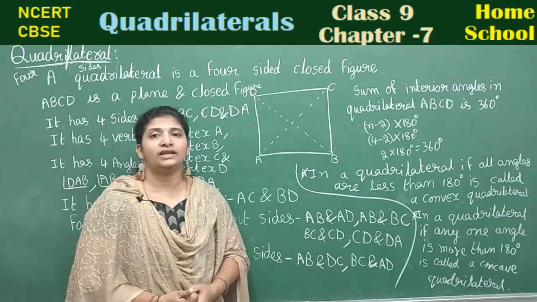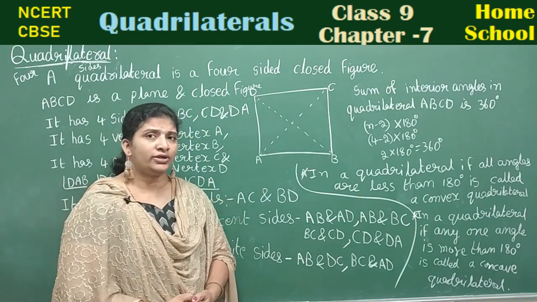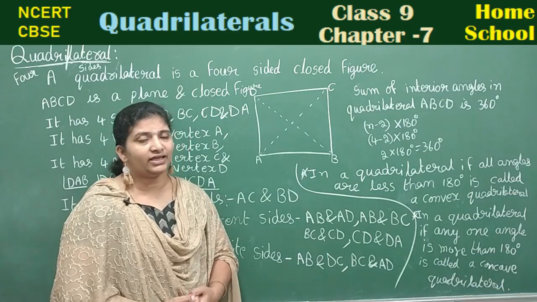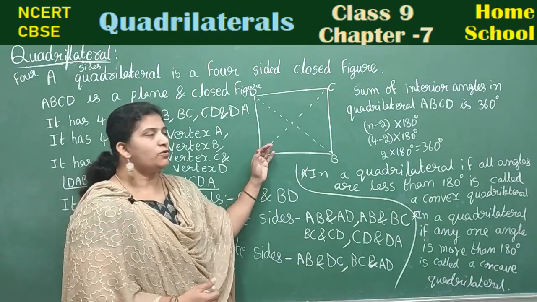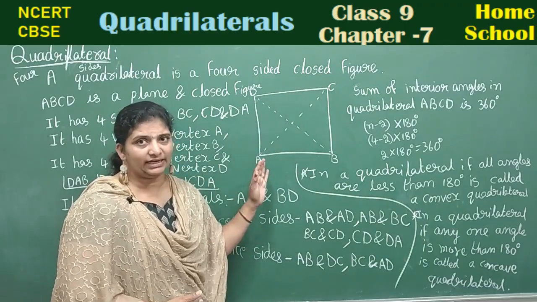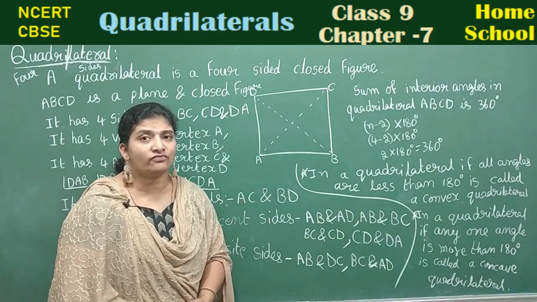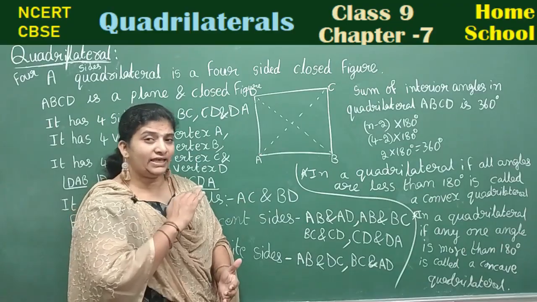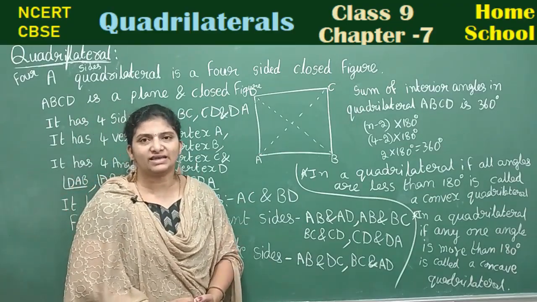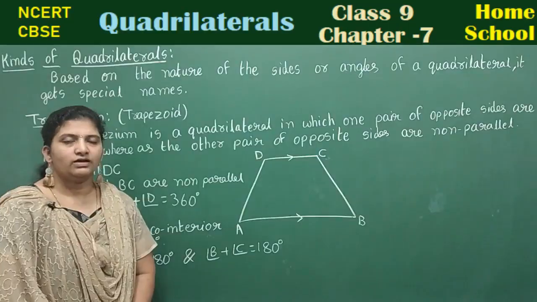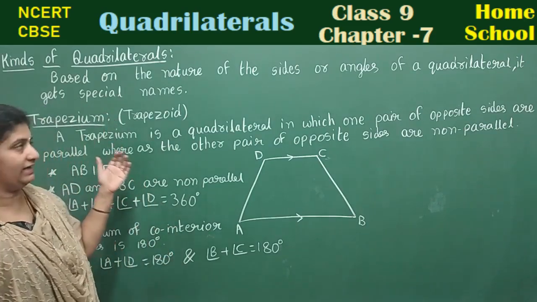The sum of the interior angles of this quadrilateral is equal to 360 degrees. How are we going to get that, children? (n minus 2) times 180 degrees gives you the sum of the interior angles. Next, if all the angles of this quadrilateral are less than 180 degrees, then we call it a convex quadrilateral. If any one angle is more than 180 degrees, then we call it a concave quadrilateral. Let's see the kinds of quadrilaterals, or types of quadrilaterals.